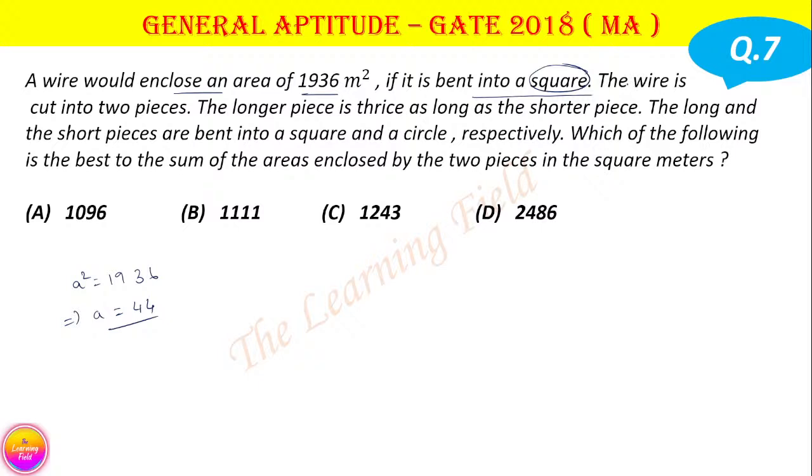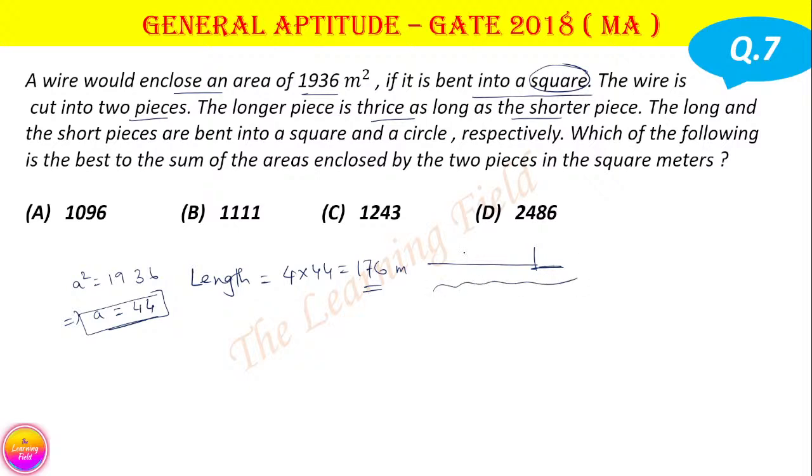Okay, now the wire is cut into two pieces. Now we find the length of the wire. Since this is a square, the length of the wire is 4 into the side, 4 into 44, which is 176. Okay, so the longer piece is thrice the shorter piece. That means this 176 meters is cut into two pieces such that one is thrice the other. Therefore if we take x and 3x, then 4x equals 176, x equals 44, and the total is 176.